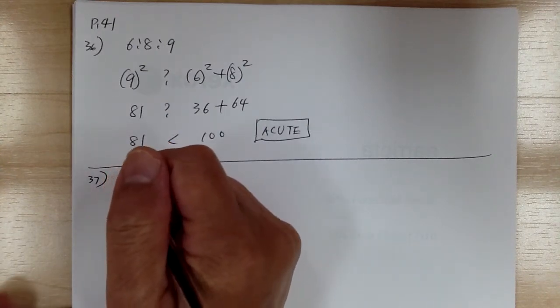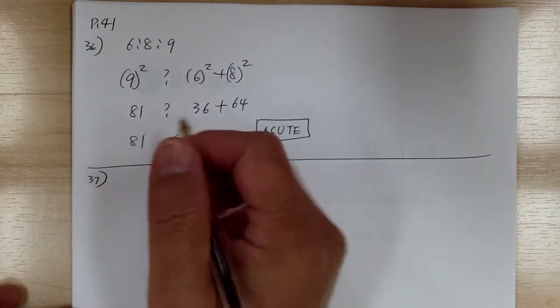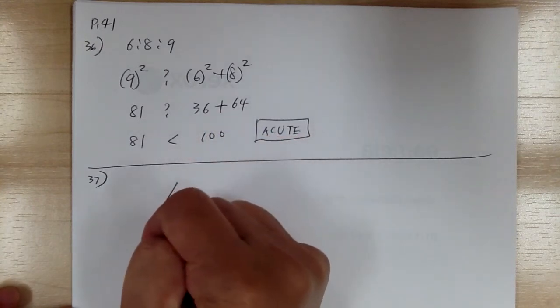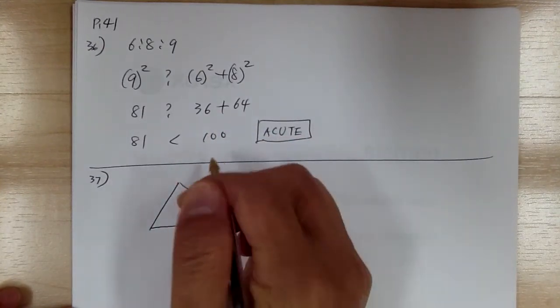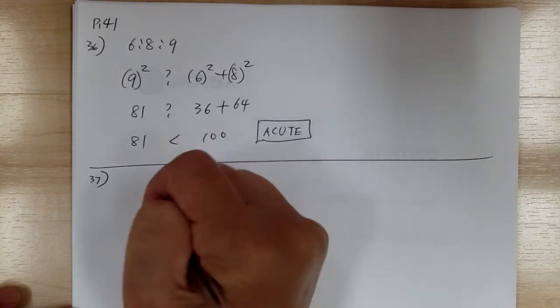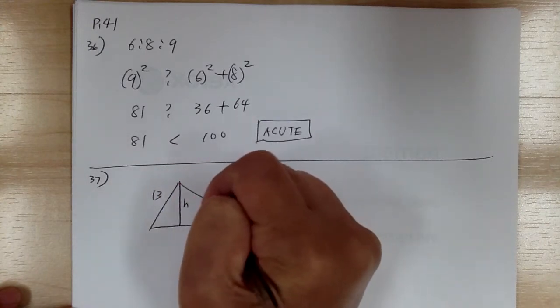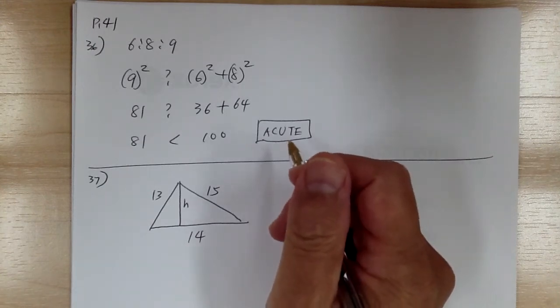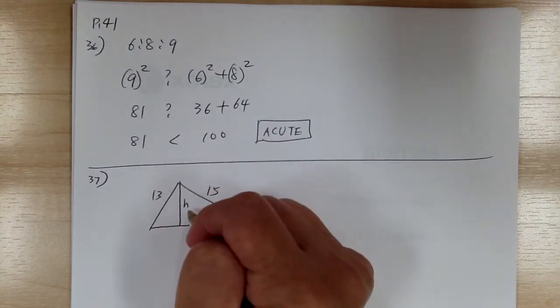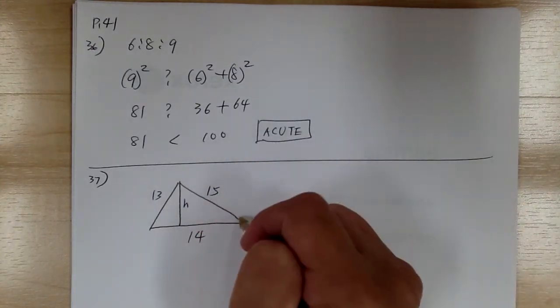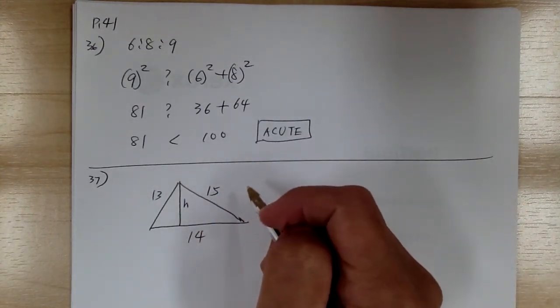Find the length of the altitude to the 14-inch side of the triangle, whose two other sides have lengths of 13 and 15. So you're looking for the altitude. One side is 13, the other side is 15. Since the three sides are given, you can find the area, and once you find the area, you can go backward to find the height. So you need to go ahead and use Heron's formula.